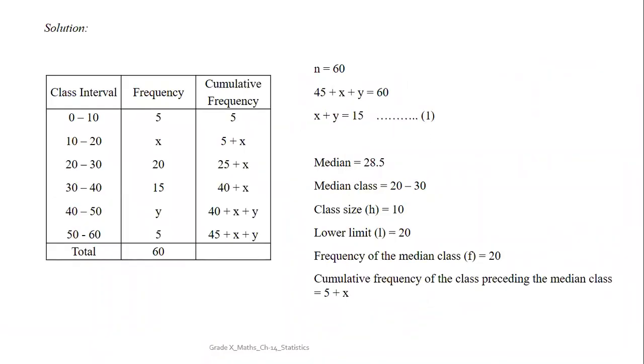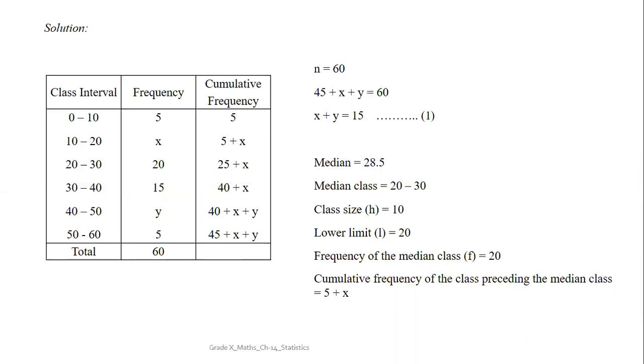So now let us form the cumulative frequency for this. 5 as such, then 5 plus x, 20 plus 5, 25 plus x, 20 plus 15 plus 5, 40 plus x. Now y also will add up. 40 plus x plus y, then 45 plus x plus y. Total is 60, and we know that the final value of the cumulative frequency is same as the total frequency. So 45 plus x plus y is 60. So that means x plus y is 15, which will be our first equation.